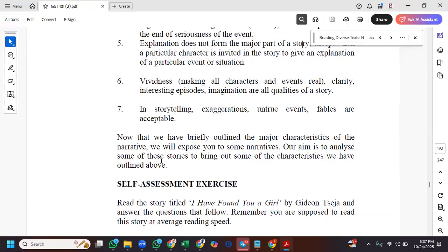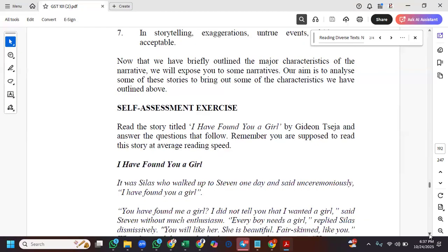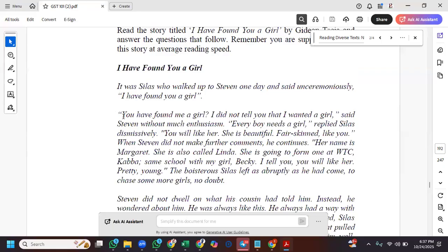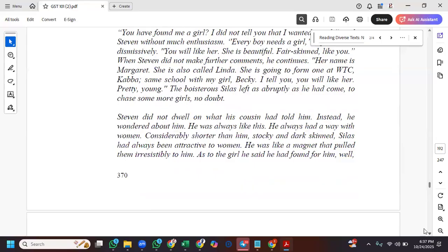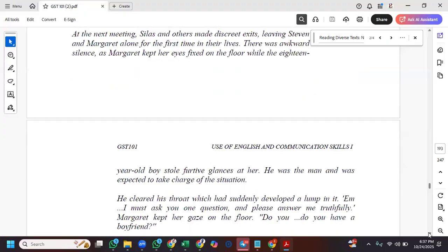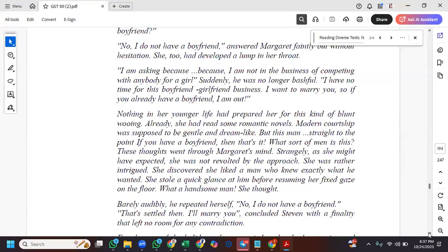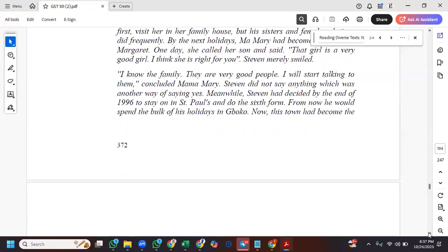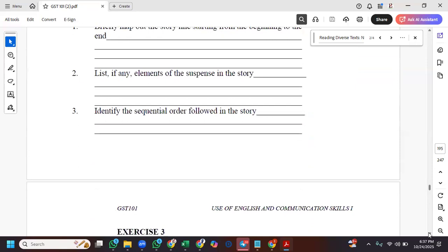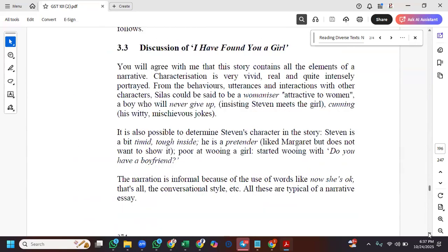Our aim is to analyze some of these stories to bring out some of the characteristics we have outlined above. All these are not necessary. But what you should know is that once you see any text that looks like this, it is a story. So when they ask what type of text, the main purpose of this unit is for you to be able to identify a narrative text when you see one. And I think from all that we have said now, is there anybody that still has confusion identifying a narrative text?